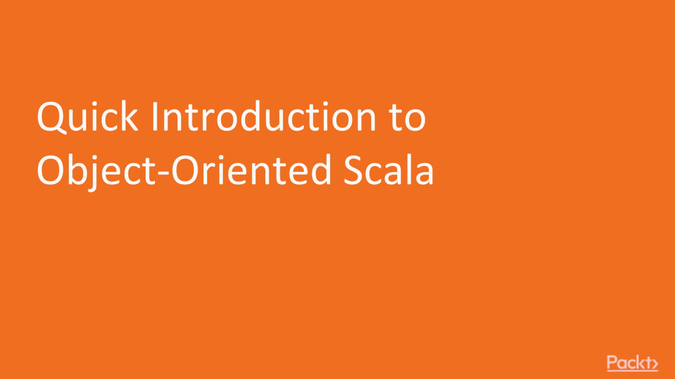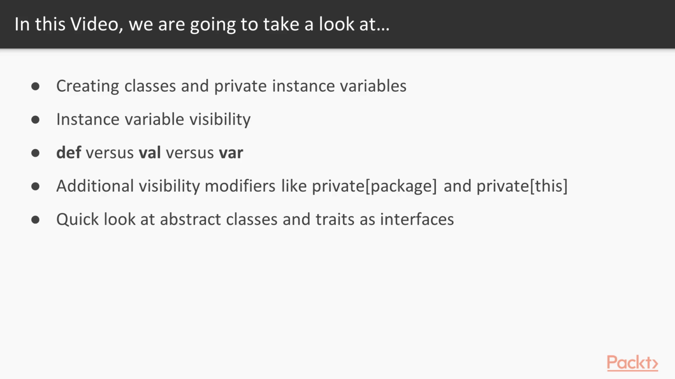It's going to be a little bit of a whirlwind, and we'll start by discussing creating classes and private instance variables. Then we'll discuss instance variable visibility, such as protected, and then we'll talk about def versus val versus var for instance elements. Then we'll talk about additional visibility modifiers like private package and private this. And lastly, we'll take a very quick look at abstract classes and using traits as interfaces.